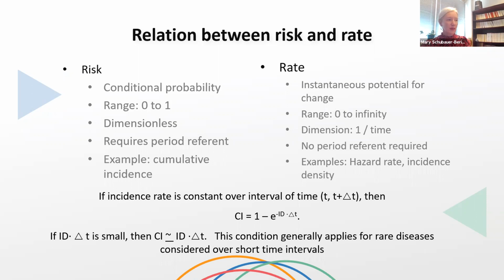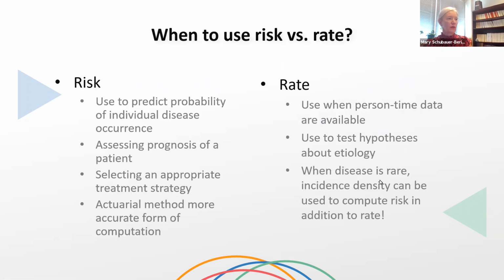I won't go into detail, but there is a way that you can relate the incidence density to cumulative incidence, but it does require that this incidence rate be constant over an interval of time. So when would we use risk versus rate? Risk is used to predict individual probability of disease occurrence. It's used a lot in clinical settings to assess patient prognosis or selecting appropriate treatment strategy.